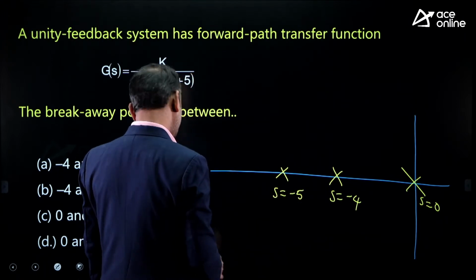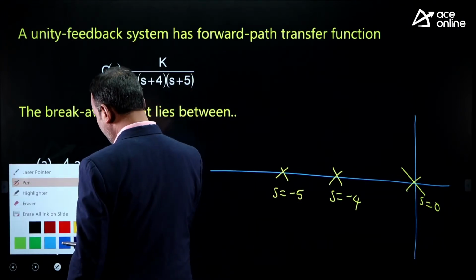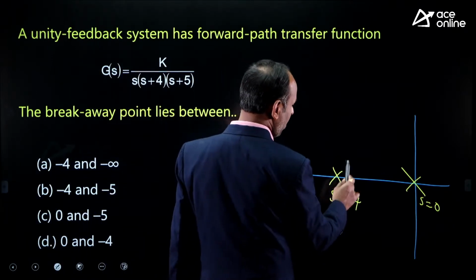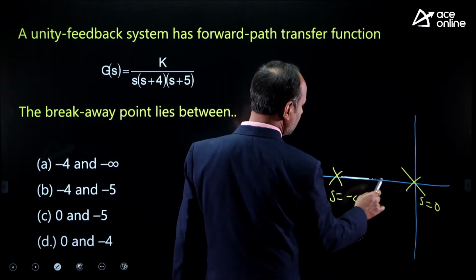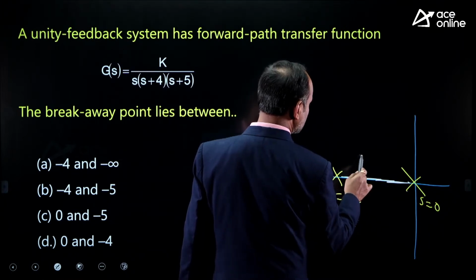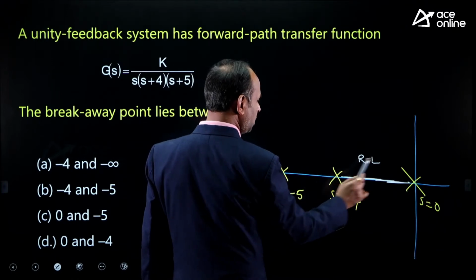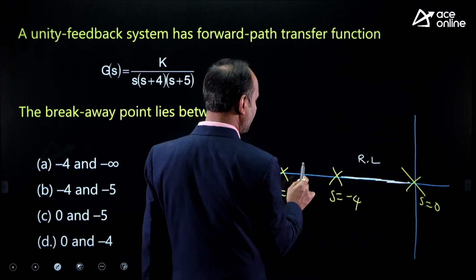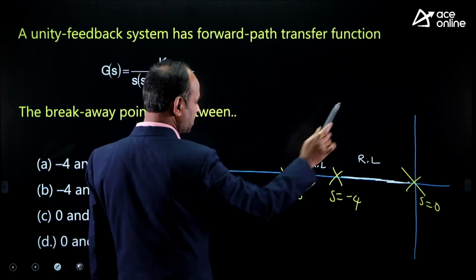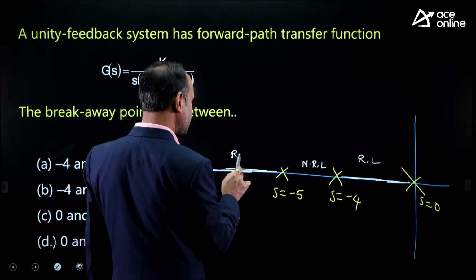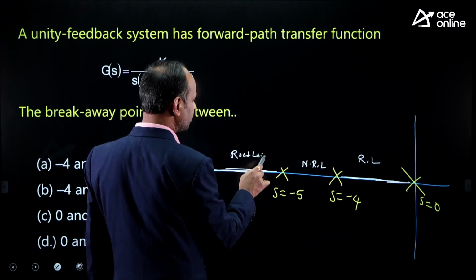We know, in between, for a point to exist on the root locus, the number of poles and zeros to its right should be odd. Any point selected here is an odd number, so it exists on the root locus branch. Any point on this side is an even number, so it is not a root locus branch. Any point selected on that side is an odd number: 1, 2, 3, so it is on the root locus branch.